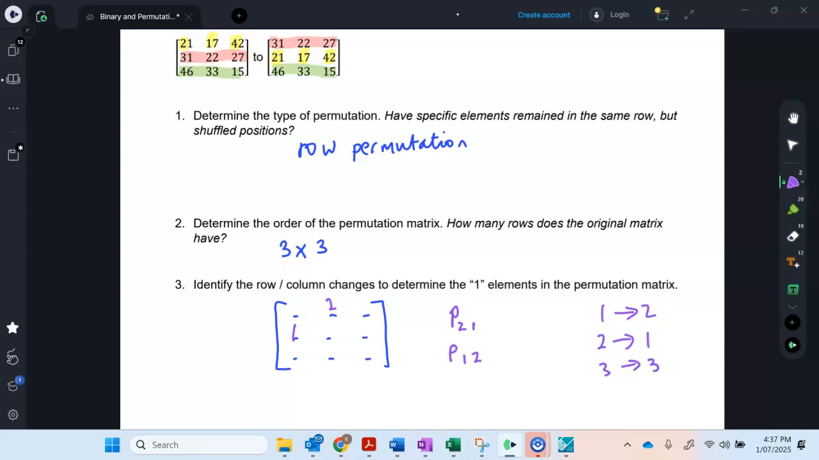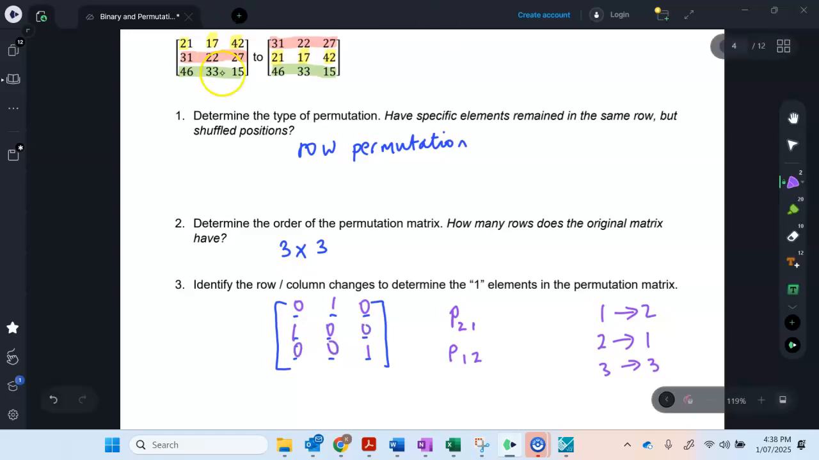Oh, why did I write a 2 there? Sorry guys, it should be a 1. That means that a 1 should go there, which we know when it doesn't change positions, you've got a 1 along your diagonal. So 0, 0, 0, 0, 0, 0.